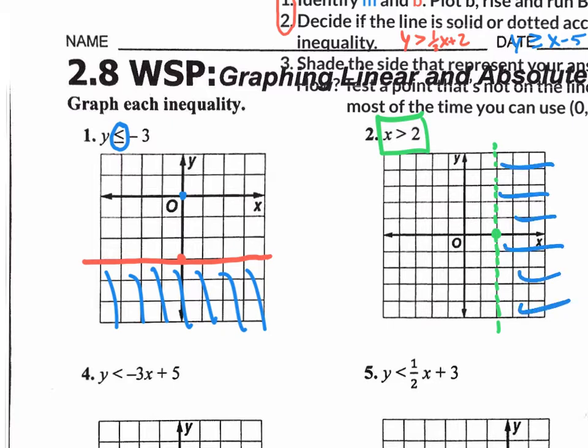Of course, another great idea is to continue with that same practice of testing 0, 0. Plug in 0 for X, 0 for Y. There is no Y. So 0 is greater than 2. Is 0 greater than 2? No. So this one does not work. Did not work. So that means that your answers are on the other side.